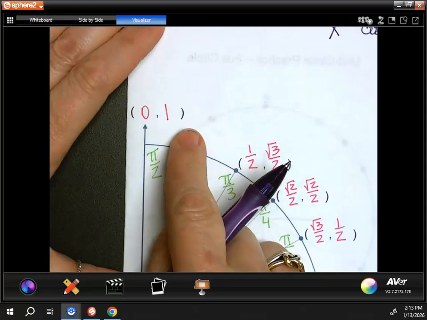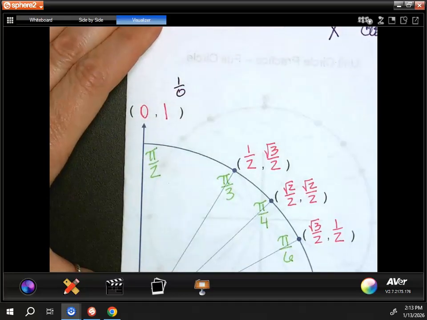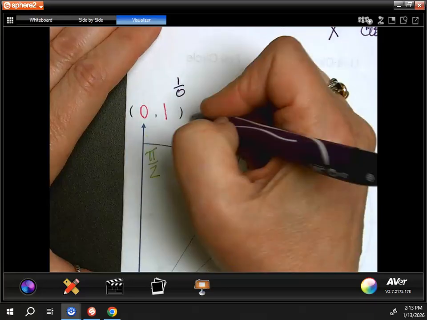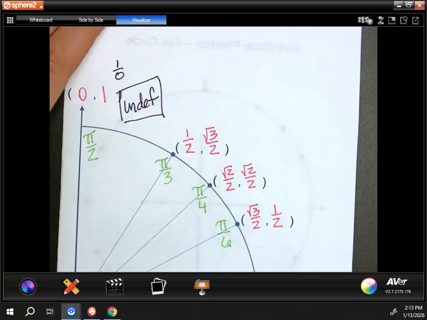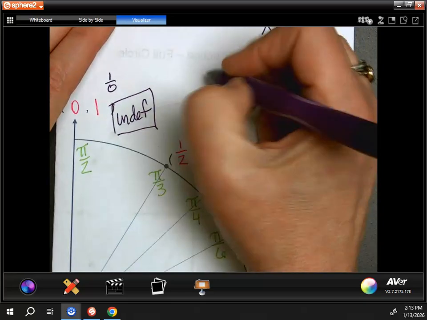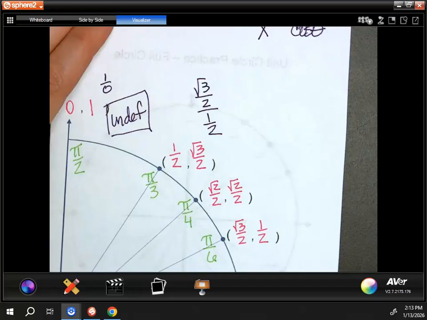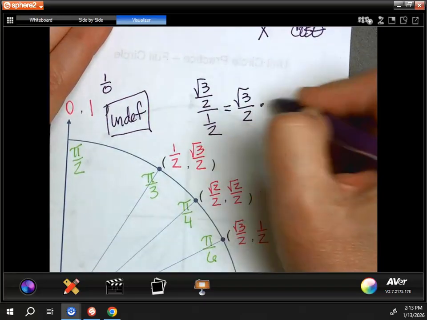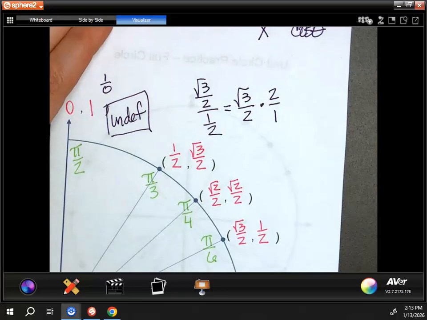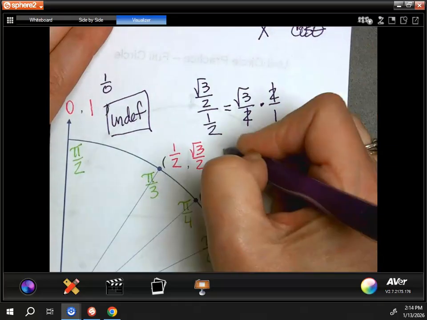So if I'm here, and I want to do y over x, I'm going to put 1 over 0. What is 1 divided by 0? Undefined. Whew. All right. Here, I would put square root of 3 over 2 over 1/2. I have a fraction and a fraction. The first thing I do is not freak out because it is not that complicated at all. Take the numerator, square root of 3 over 2. You change division to multiplication, and you take the reciprocal of the denominator so that the 2's cancel out, and you're left with square root of 3.